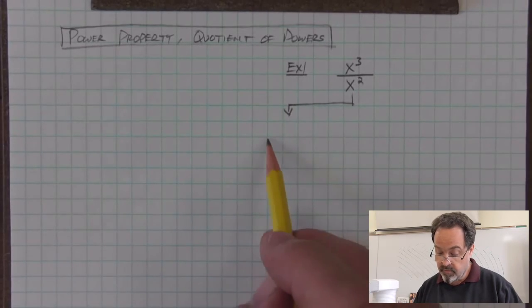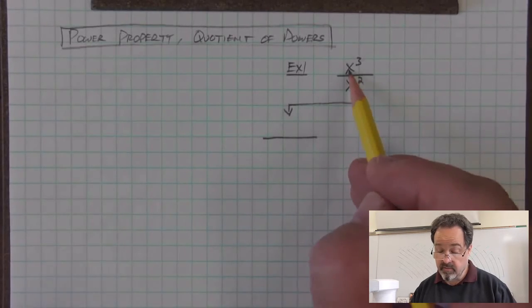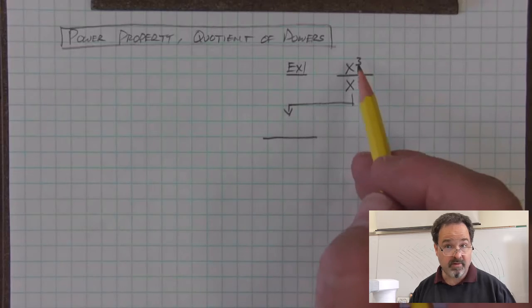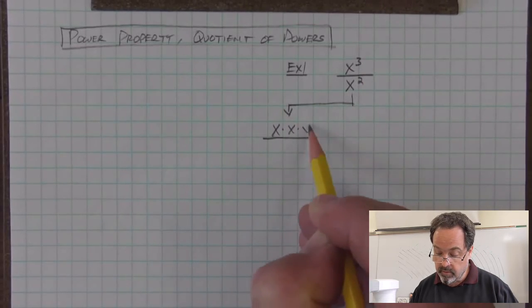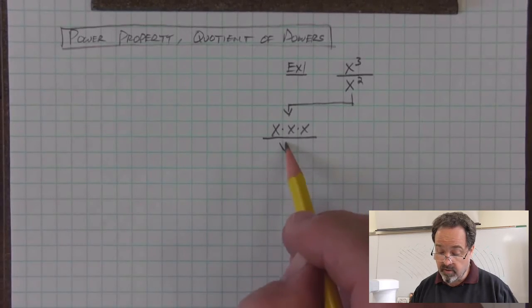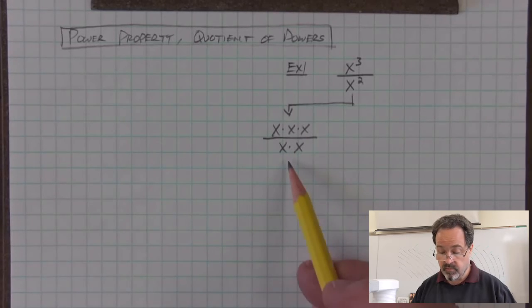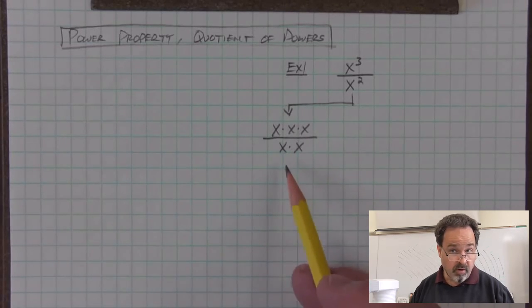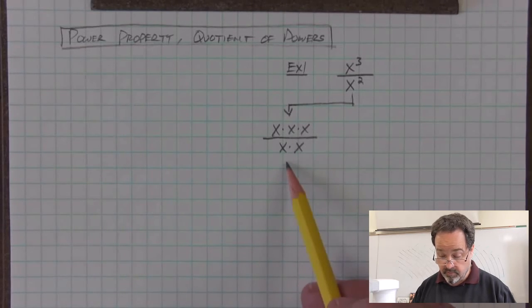We're going to think of this quotient, but we're going to expand the power. X to the third, or x cubed, means x times itself 3 times in the numerator. In the denominator, x squared means x times itself 2 times. When we see it like this, we're reminded that we can cancel common factors. So we have common factors here.